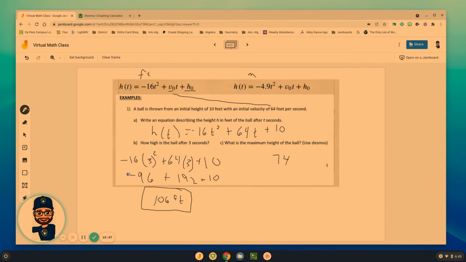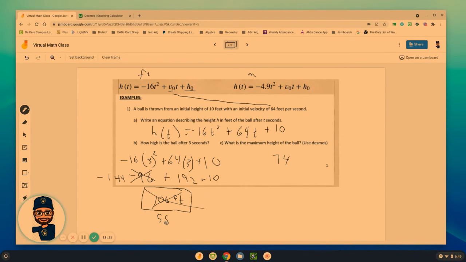And I certainly did. I multiplied 3 squared times 16 wrong. So that really should have been negative 144, which makes this value slightly different at 58 feet.